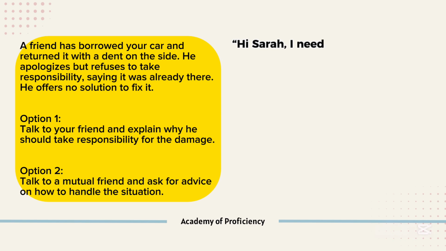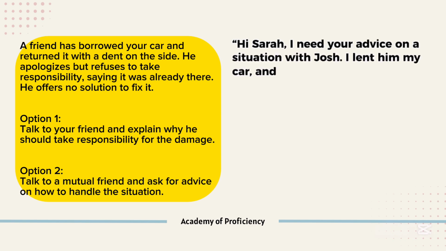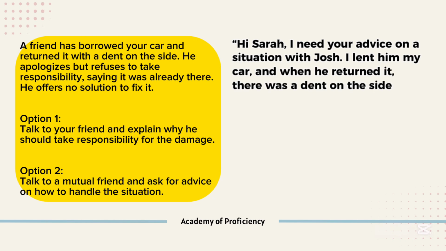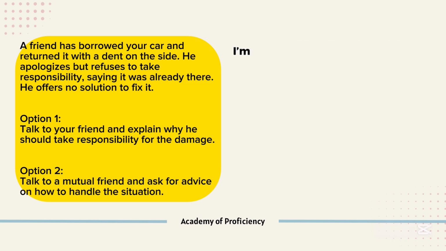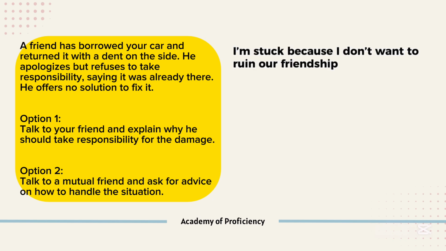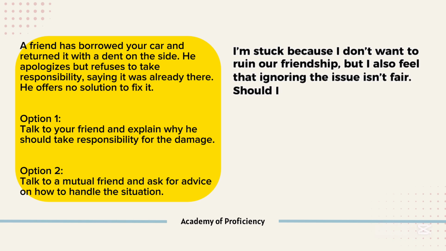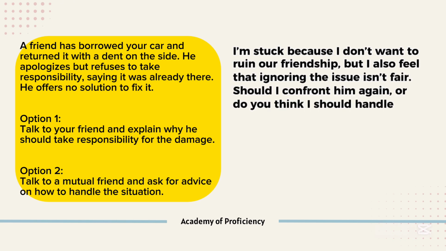Hi Sarah, I need your advice on a situation with Josh. I lent him my car, and when he returned it, there was a dent on the side. He apologized but insists it wasn't his fault and won't help with the repairs. I'm stuck because I don't want to ruin our friendship, but I also feel that ignoring the issue isn't fair. Should I confront him again, or do you think I should handle the repair myself and let it go?